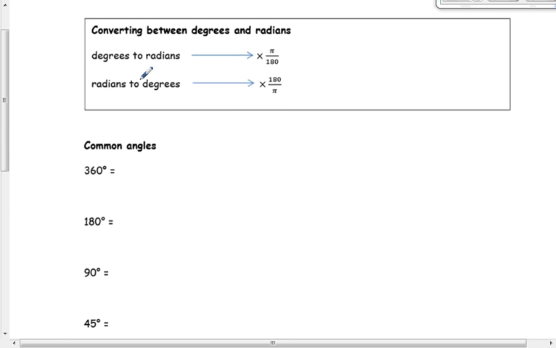So, if we're converting from degrees to radians, we need to times through by pi over 180. And if we're converting from radians to degrees, we need to do the opposite. We need to times by 180 divided by pi.